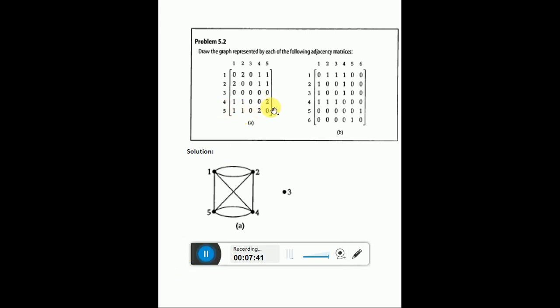and with the vertex 5, 2 edges are joined with vertex 4. And in a similar way, 5 is joined with 1 and 2 by a single edge, and by 4, 2 edges. And again, part B we can do in a similar way.